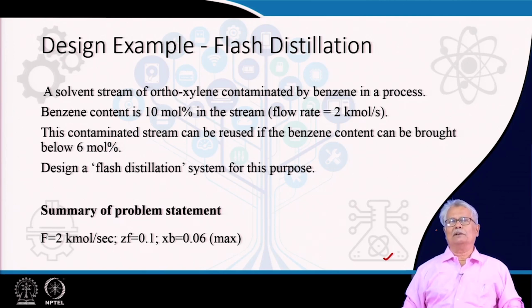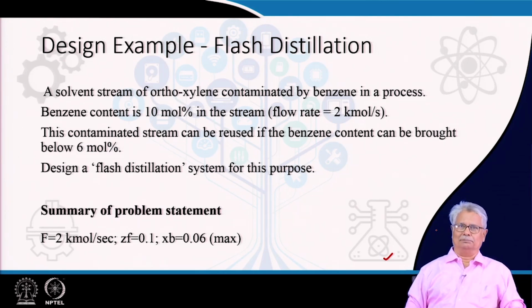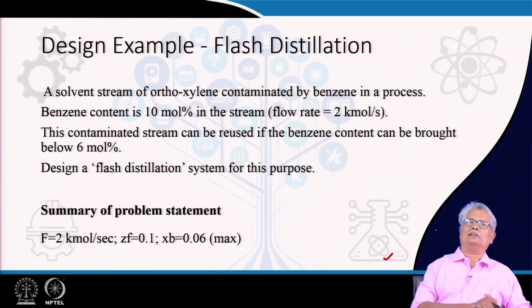To start with, we make a summary of the problem. So far what we know is the flow rate is simply 2 kilomole per second, that is the feed rate. So, F is equal to 2, and ZF, the mole fraction of benzene, the lighter component in this system, is 10%, the mole percentage is 10%. So, ZF equals 0.1, and the maximum benzene content at the bottom is 6% mole. So, naturally we decide for the moment that XB is equal to 0.06. We also know that if we can achieve something slightly lower than that, it will give us a margin, maybe 5.9 or something.